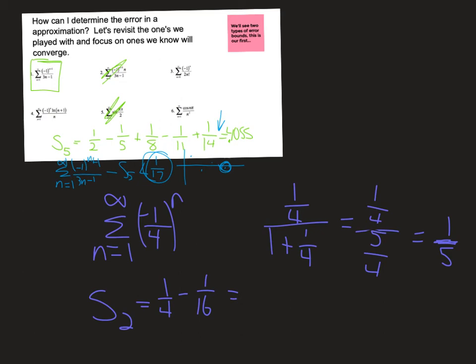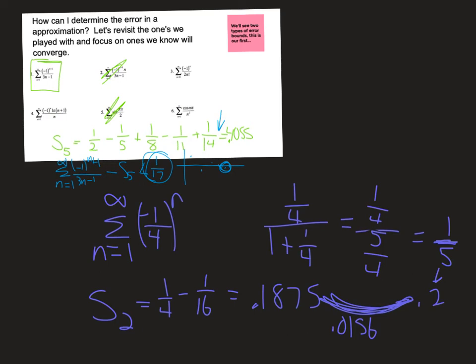So 1/4 minus 1/16 is 0.1875. 1/5 is 0.2. The first thing we didn't pay attention to would be 1/4 cubed, which is 1/64. Now 1/64 as a decimal is 0.0156. These are less than that far apart. If I subtracted 0.1875 from 0.2, I'd get less than that number. And that's how we find the alternating series error.